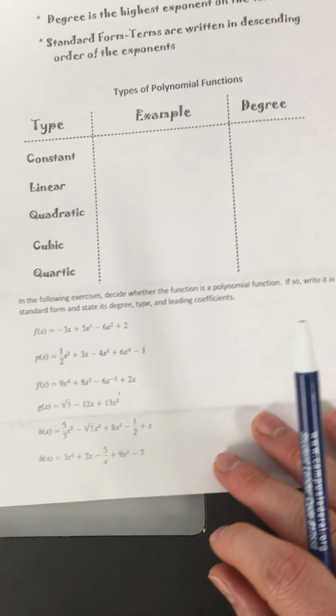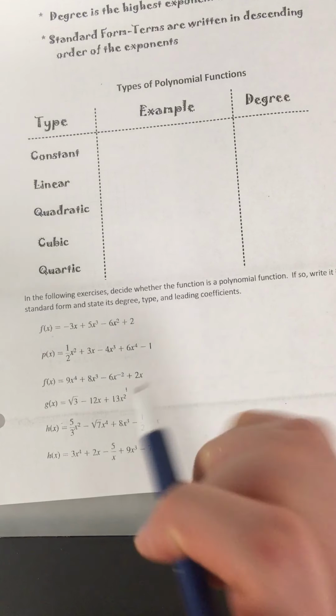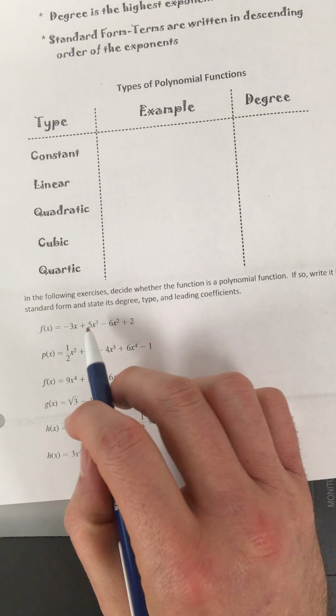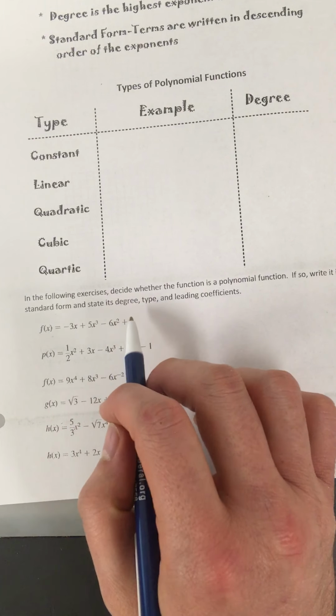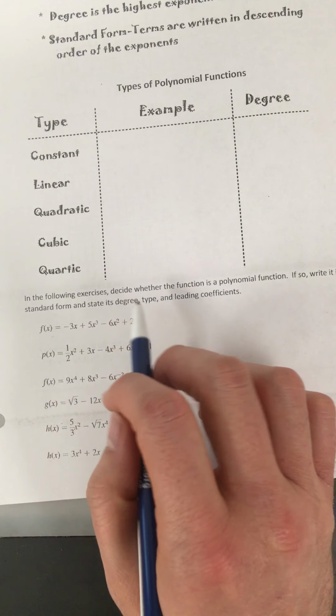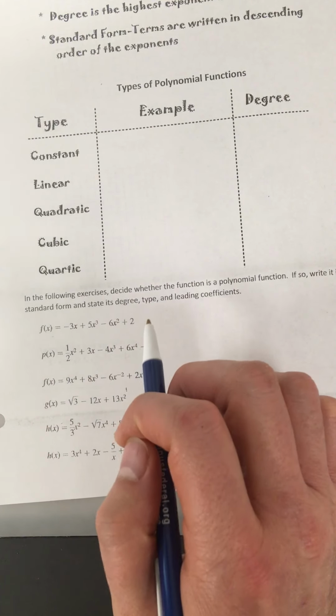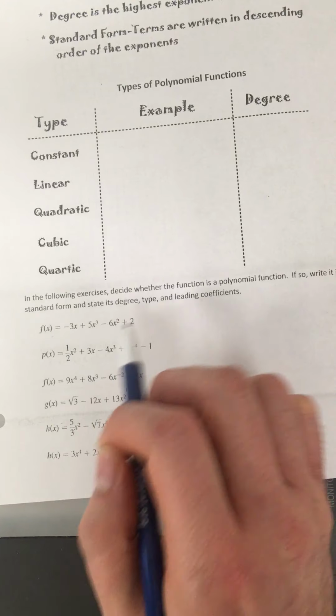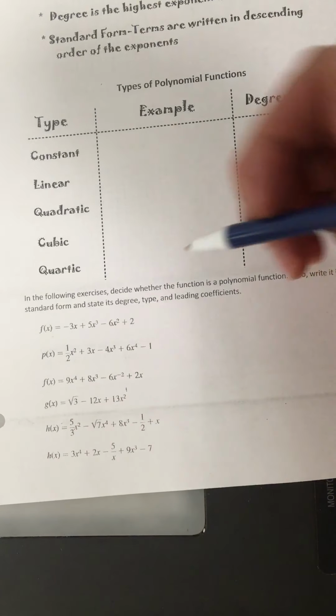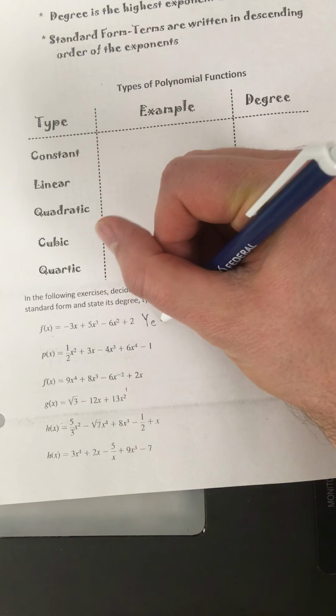So for example, if you look down at the bottom, this first one right here, if you look at all the exponents, this one's got a 1, that's a 3, a 2. There are no negatives or decimals or fraction exponents. There are negatives in the problem, but not in the exponent. So yes, this one is a polynomial.